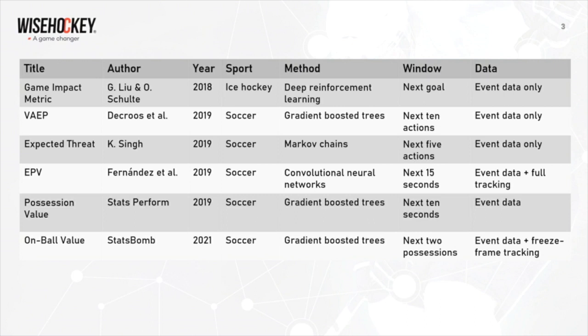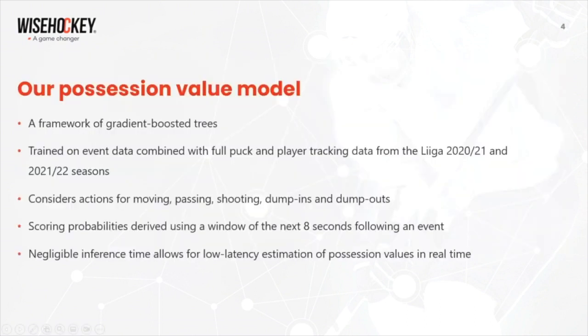Our possession value model is a framework of gradient boosted trees. We train it on 2 seasons worth of regular season data from Liga. This is around 900 games, and during training we split the data so that the training, validation and testing sets do not have data from overlapping matches, so that the model does not capture match-specific trends.